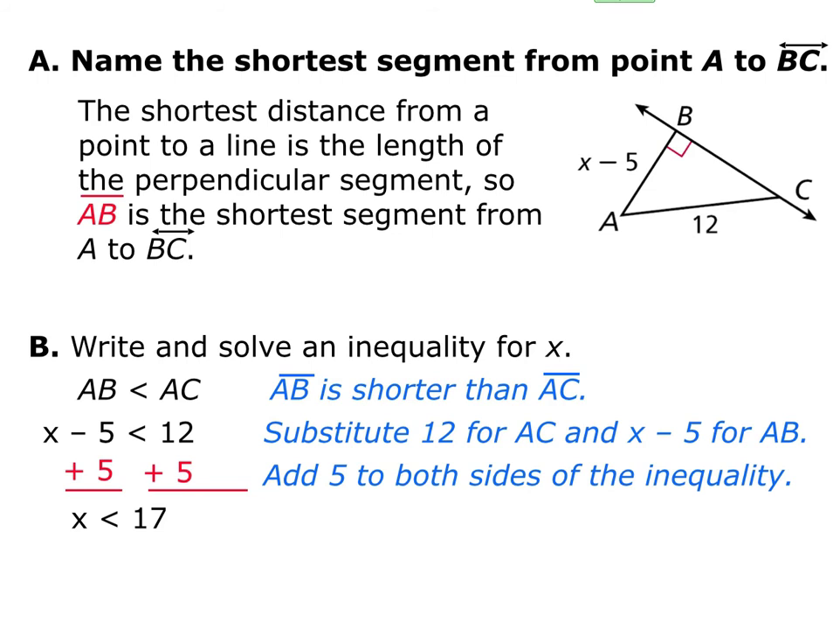Riley, you see why the other one was the shortest segment? From A, the shortest segment is going along the perpendicular. It's like if I were standing here and said, how far am I from the front wall? Well, the shortest distance from me to the front wall would be right here, instead of measuring to that corner. It's further if I measure there, it's shorter if I go perpendicular to the wall. So from A to B is shorter than A to C.